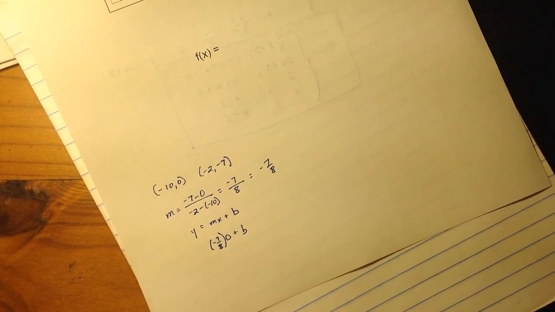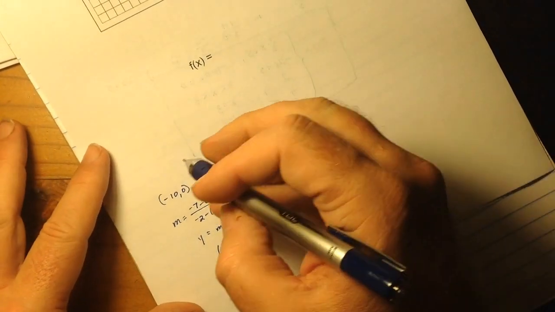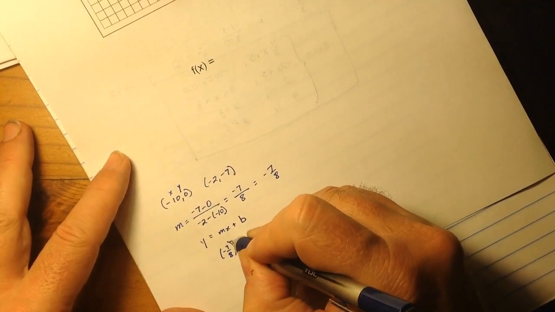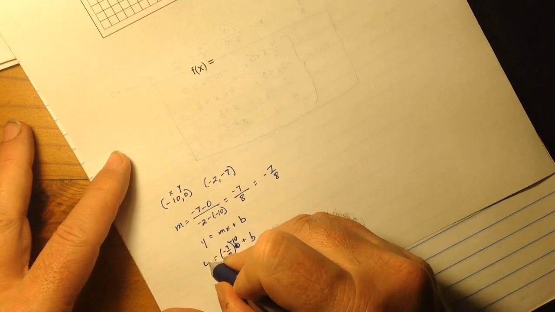Alright, so I'm plugging in my points. I'm using the point -10, 0 here. This is my x, this is my y. So actually, I messed this up. So this would be -10 here, equals 0.